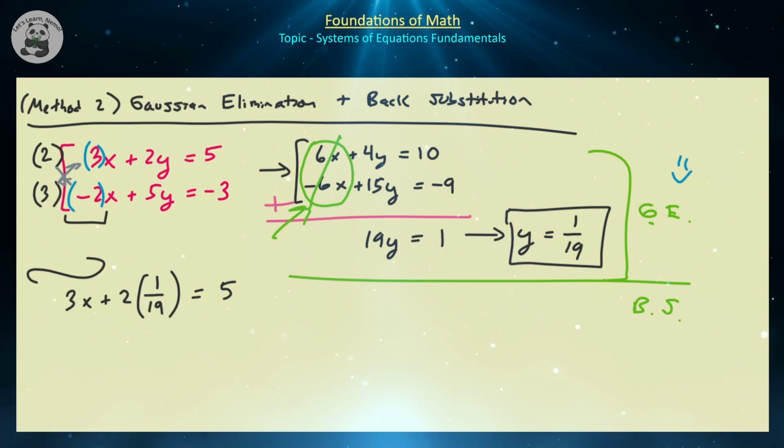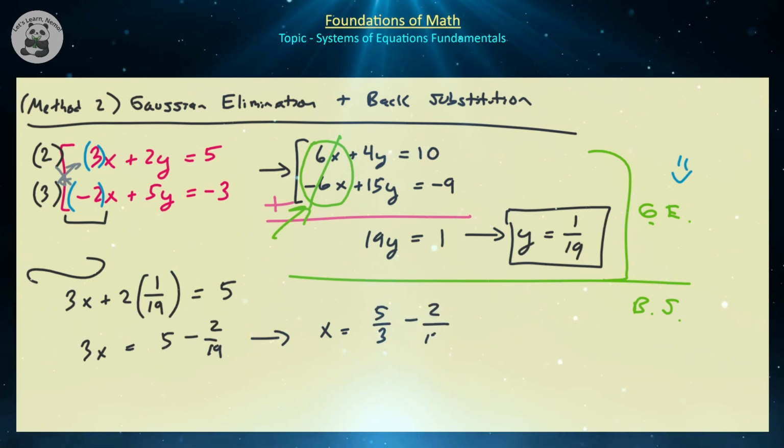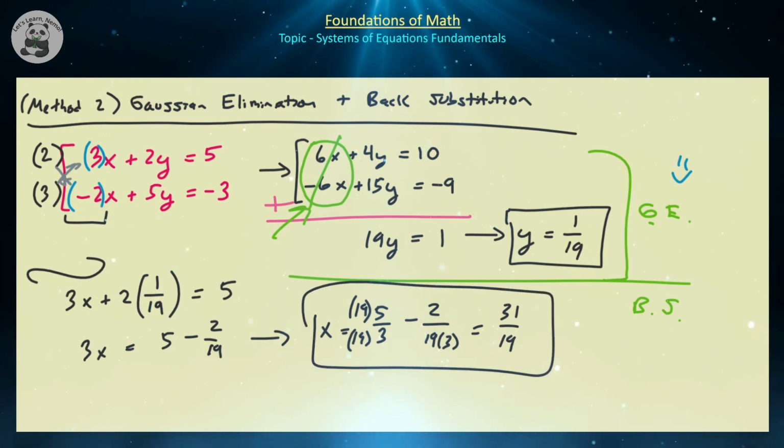So once we do that, we're going to have 3x is equal to 5 minus 2 over 19, and then we can divide both sides by 3, and that's going to give us x is equal to 5 divided by 3 minus 2 over 19 times 3, and we can multiply that by 19, and then we're going to have, in the end, 31 over 19 as our x value, which is the exact same solution value that we had in the previous example solution.